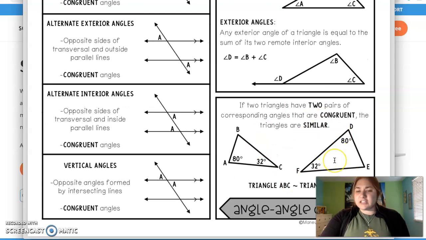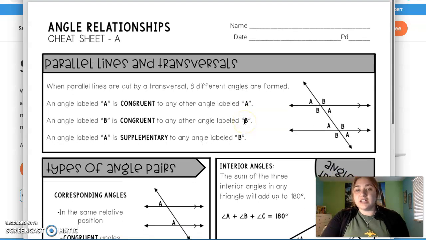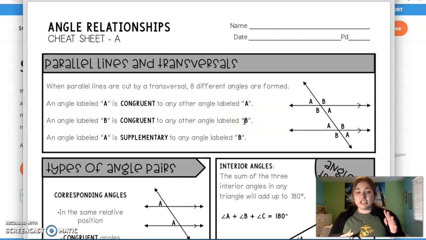And then I don't believe there's going to be any similar triangle angle criterion on the test, but just so you guys know, if two triangles have two pairs of the same angles that are congruent, that means that the triangles are similar. They're not congruent triangles because their lengths might be different. However, if the angles are the same, they're similar, so they can be comparable. Even if one's smaller, one's bigger, their angles are the same. So that's a little rundown of our angle relationship cheat sheet.